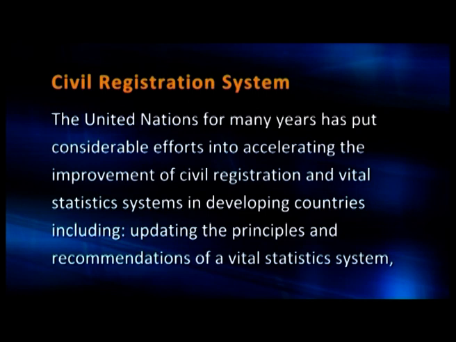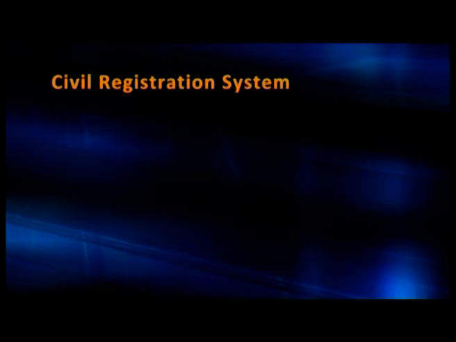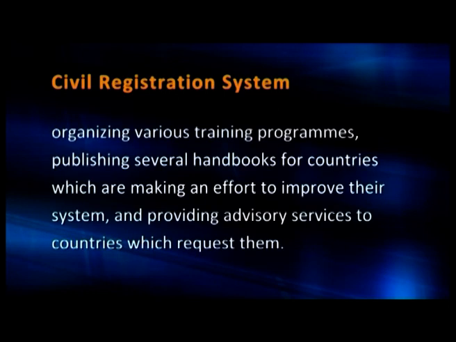The United Nations for many years has put considerable efforts into accelerating the improvement of civil registration and vital statistics systems in developing countries, including updating the principles and recommendations of a vital statistics system, organizing various training programs, publishing several handbooks for countries which are making an effort to improve their system, and providing advisory services to countries which request them.